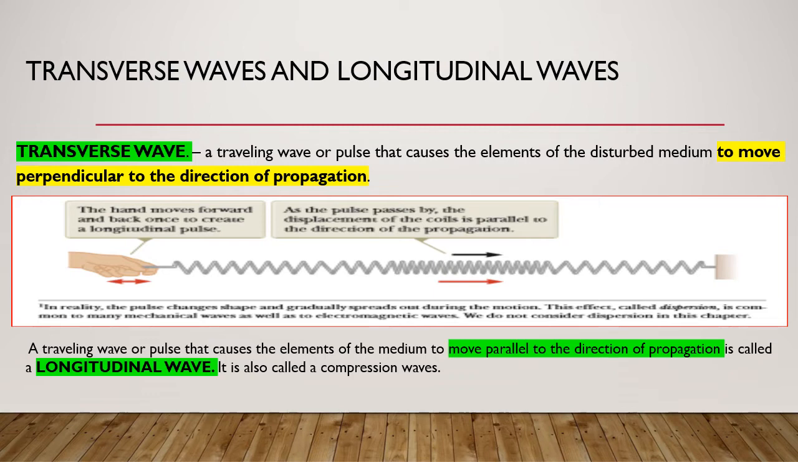Transverse wave, a traveling wave or pulse that causes the element of the disturbed medium to move perpendicular to the direction of propagation. Okay. Yun yung example na pinakita natin kanina. If the propagation is up and down and the direction of wave is perpendicular to the line of action of the propagation, then it is called transverse wave.